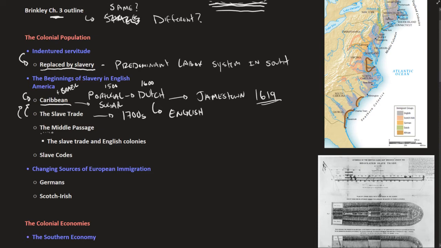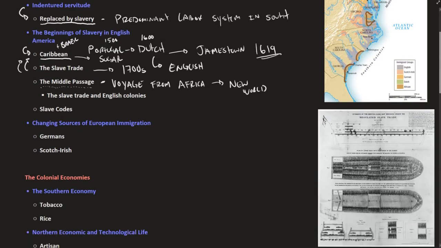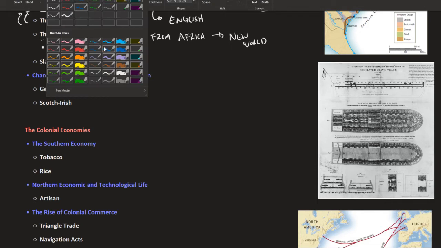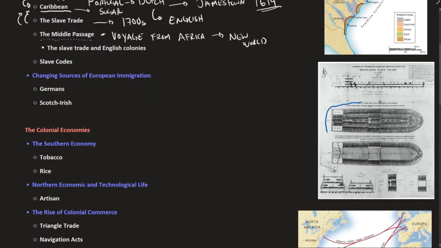The Middle Passage, this is a great key term that you're going to want to know. The Middle Passage is the name for the voyage from Africa to the New World. All right, so the Middle Passage is the voyage from Africa to the New World. It was especially deadly. We can look here at an image showing a Dutch slave ship, and it shows how people were really packed in when it came to the African slave trade.